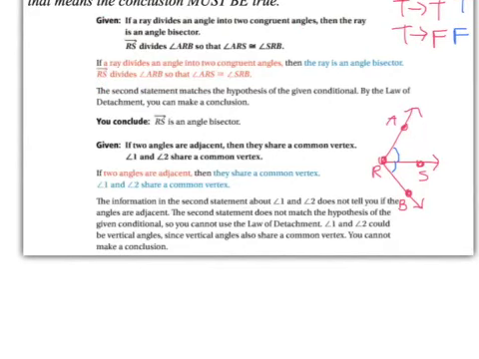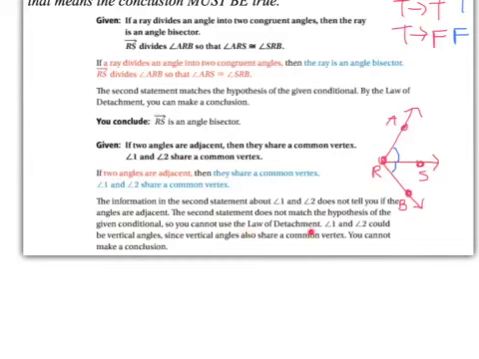So let's try this second given. If two angles are adjacent, then they share a common vertex. So we have our hypothesis, two angles are adjacent, and our conclusion, they share a common vertex. The next given statement is angle 1 and angle 2 share a common vertex. The information in the second statement about angle 1 and 2 does not tell you that the angles are adjacent. The second statement does not match the hypothesis of the given conditional.